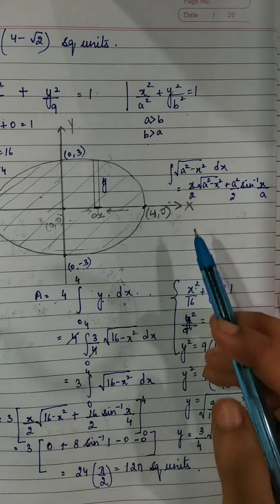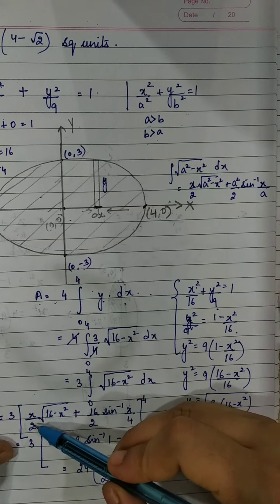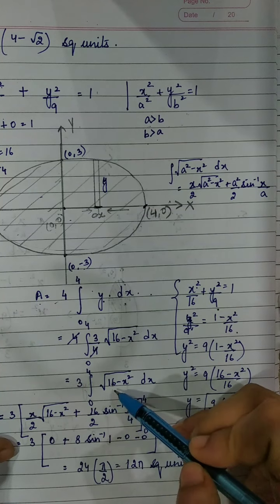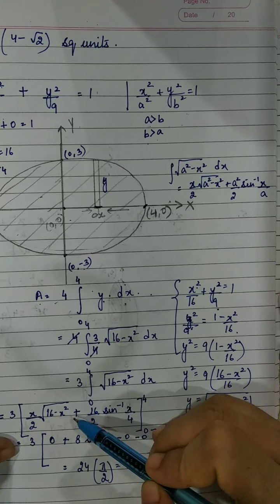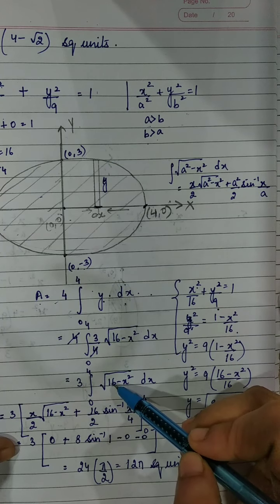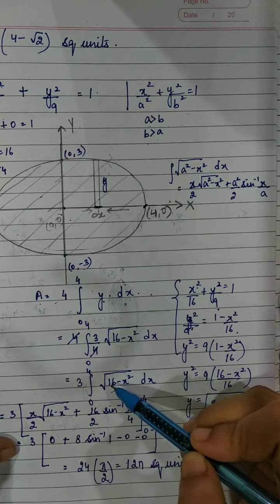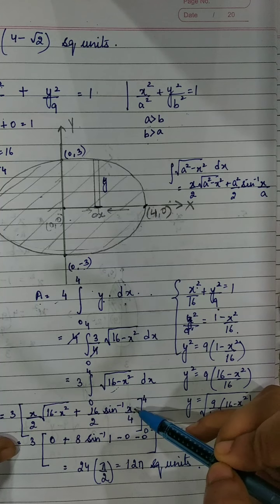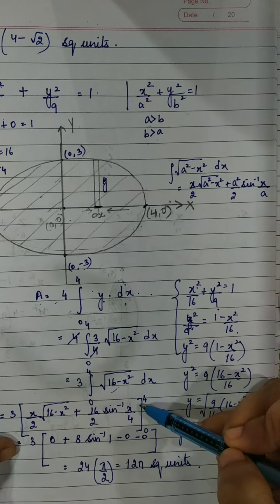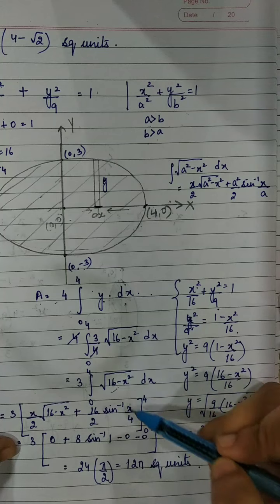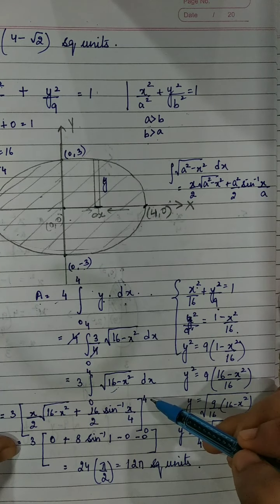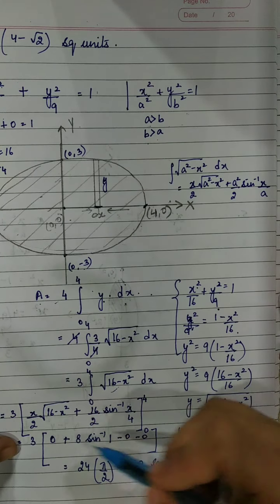So instead of a, I put 4 here: x upon 2 under root of a square minus x square, which is 16 minus x square, plus a square, again 16, upon 2 sine inverse x upon a, and a is 4, right? a square is 16, a is 4. From 0 to 4. Simply put the values.